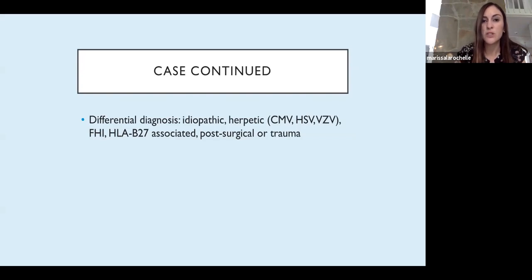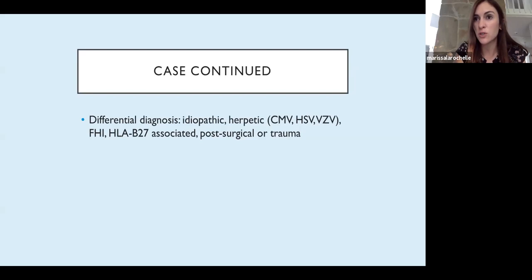So differential diagnosis for this patient would be idiopathic, meaning iritis can happen, we're not sure the cause of it. Herpetic is definitely suspicious with that high pressure on the left side. HLA-B27 definitely presents as an acute unilateral anterior uveitis. And then always think about post-surgical, so that would be infectious endophthalmitis.